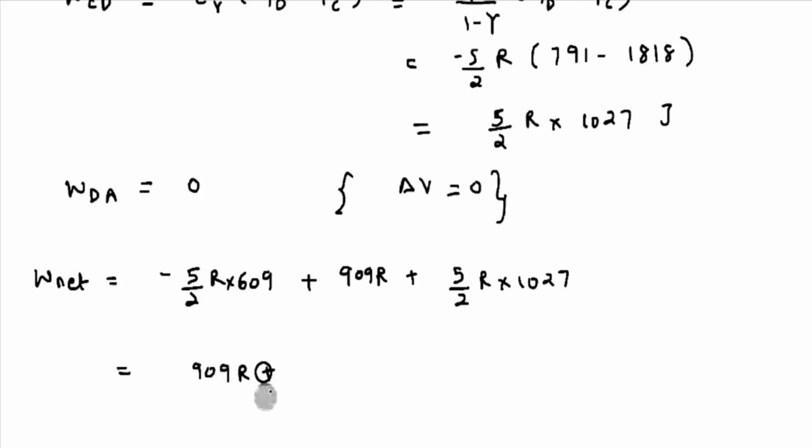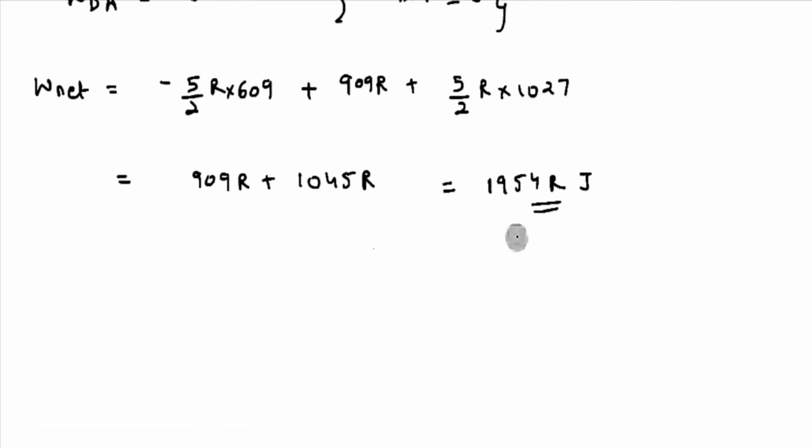909 R plus of, and this is 1, we can write it as 1045 into R, and while adding this we will get the answer as 1954 R joules. So this is the total net work done we have calculated. We have kept the value of R as it is everywhere because we are trying to avoid the decimal part.